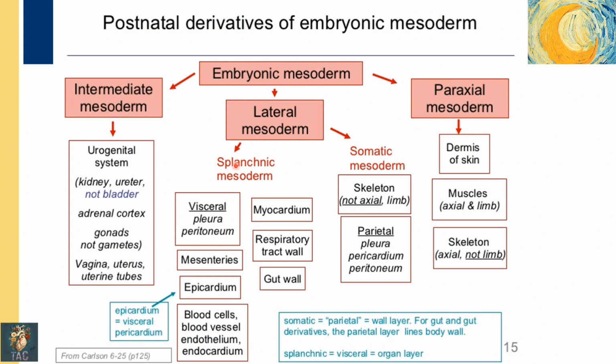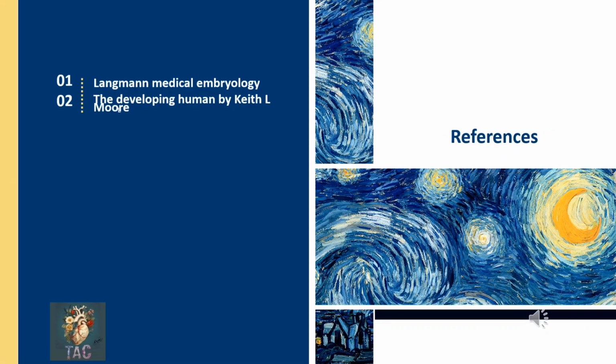So these are the postnatal derivatives of the embryonic mesoderm and its three layers, which form different tissues and organs in the human. So these are the references: the Langman's Medical Embryology and The Developing Human by Keith L. Moore.